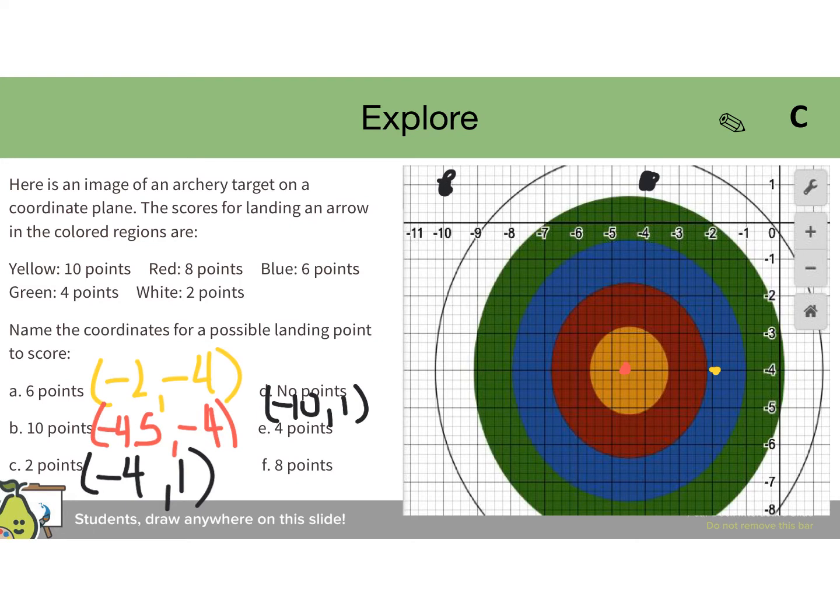border. For 4 points, students need to get a score inside of the green. So an example would be right here at negative 8 comma negative 2. And for the last one, 8 points, they need to score within red. So they can score at negative 6 comma negative 5.